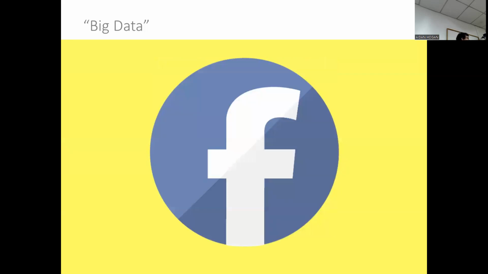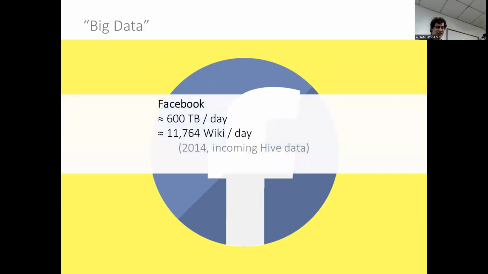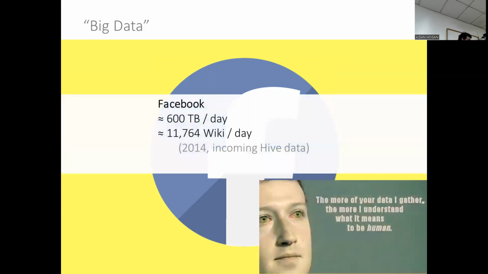Facebook. How many Wikipedias are being ingested in Facebook? Facebook is ingesting around 600 terabytes per day, or about 11,000 Wikipedias per day. So a lot of data on Facebook.